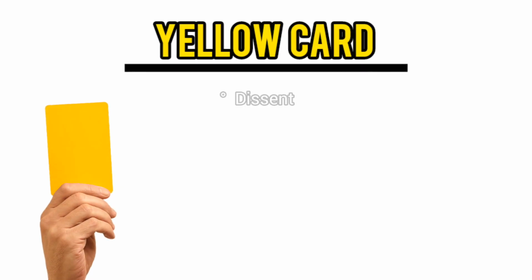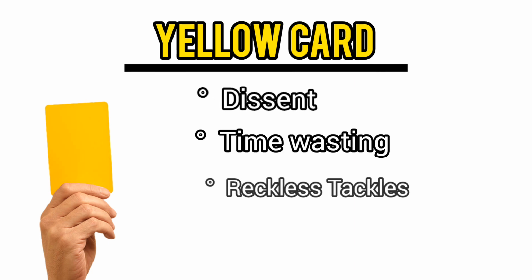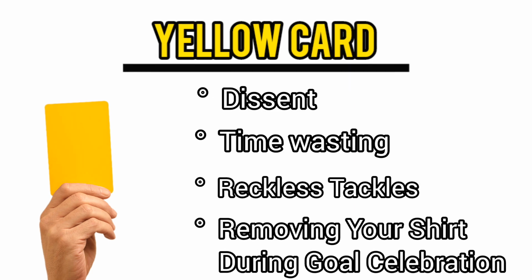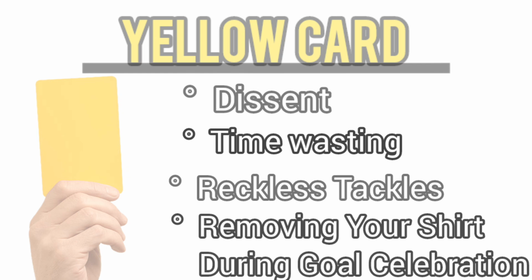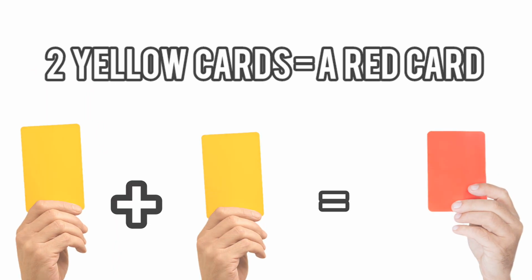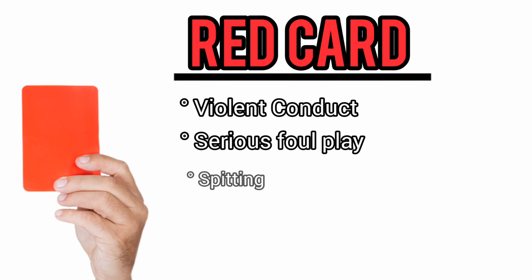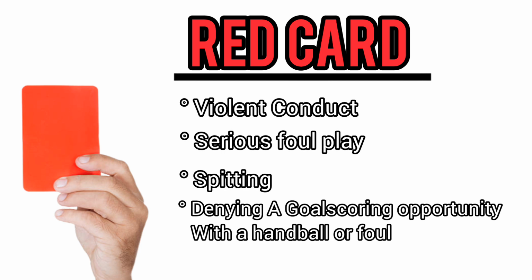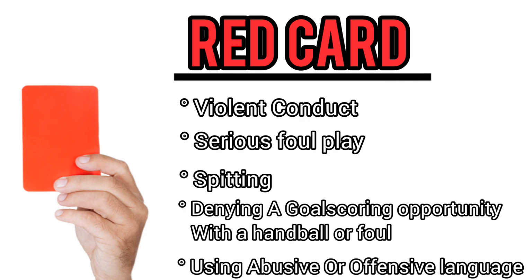Yellow cards are issued for a whole list of reasons. Dissent, time wasting, reckless tackles, removing your shirt during a goal celebration, you name it. Two yellows in a match and you're off. Red cards, however, are for serious offenses: violent conduct, serious foul play, spitting, denying a goal-scoring opportunity with a handball or foul, or using offensive or abusive language.